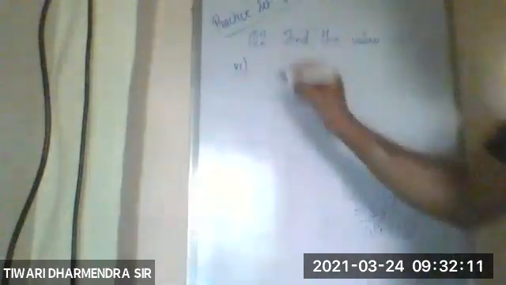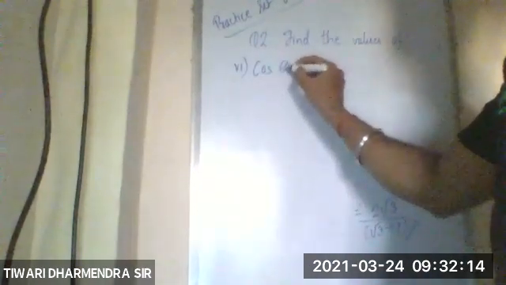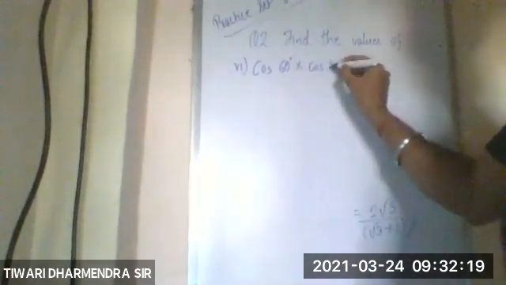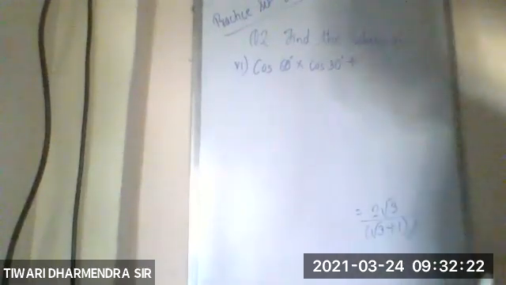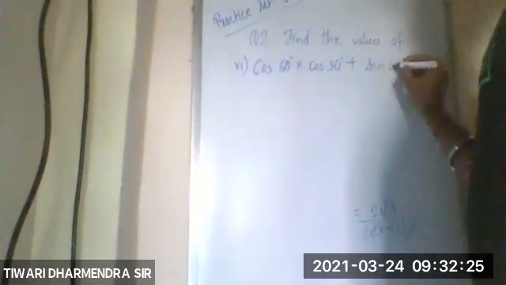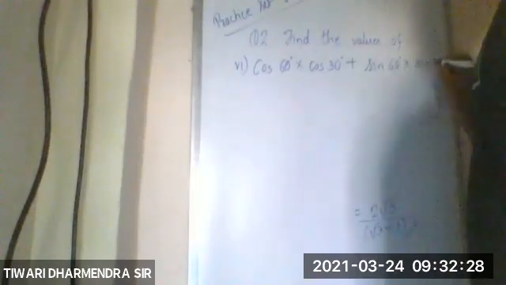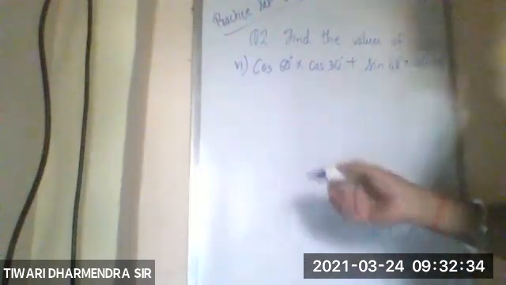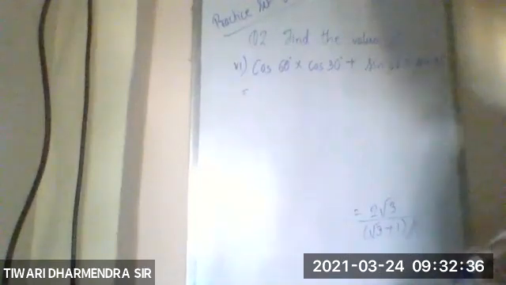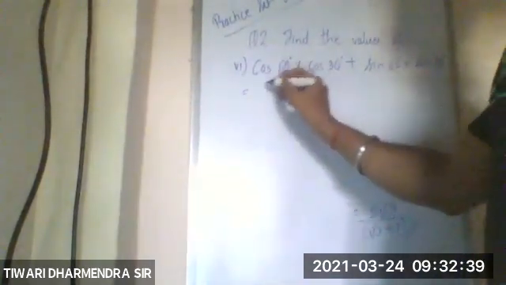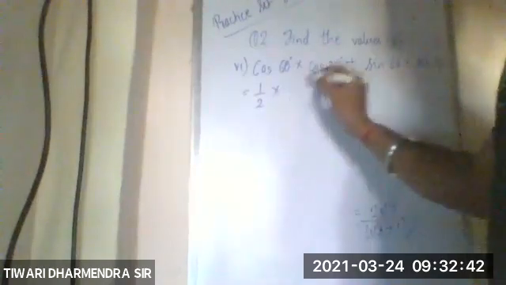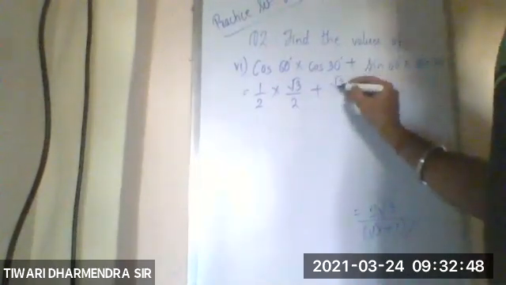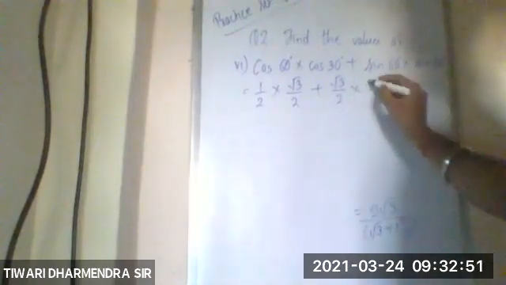But they have asked cos 60 degree into cos of 30 degree plus sine of 60 degree into sine of 30 degree. Very simple, just put the values and after that do the basic mathematical calculation. Cos 60 is half into cos 30 is root 3 by 2, plus sine 60 is root 3 by 2 into sine 30 is half.